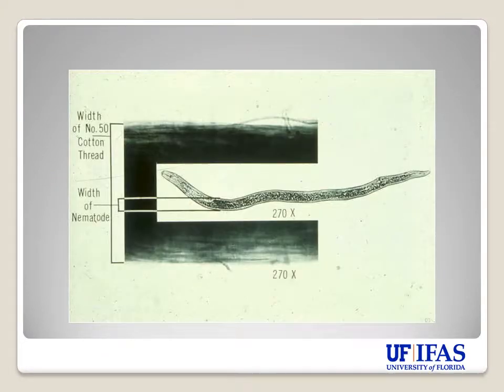Now, many of the species that feed on plants are extremely small. Here you see a picture of a nematode as compared to a piece of cotton thread. And you can see the nematode is much, much thinner than a piece of thread.